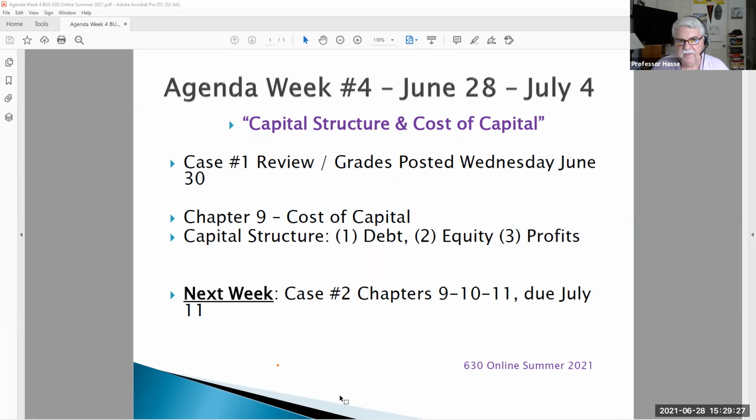Our topic this week is the first of 3 weeks talking about capital budgeting, the way of measuring a return on investment for a company. The capital structure and the cost of capital is our topic this week.